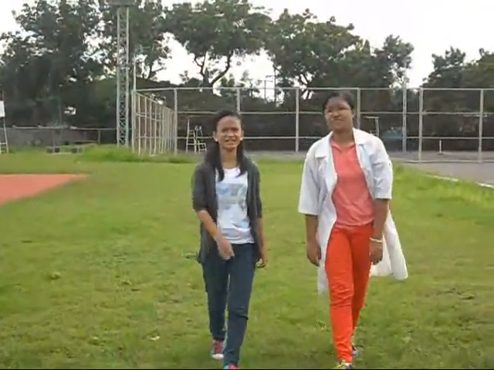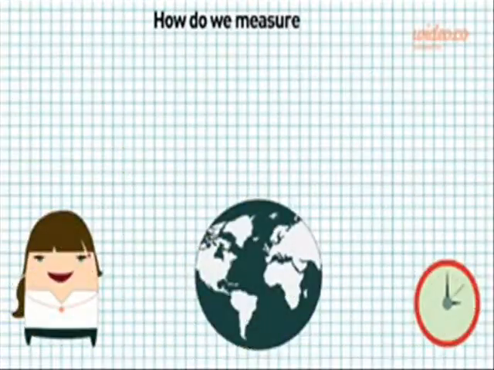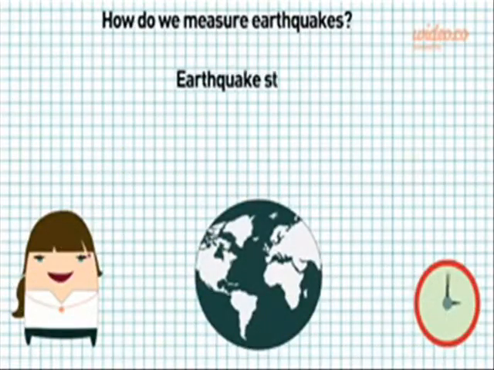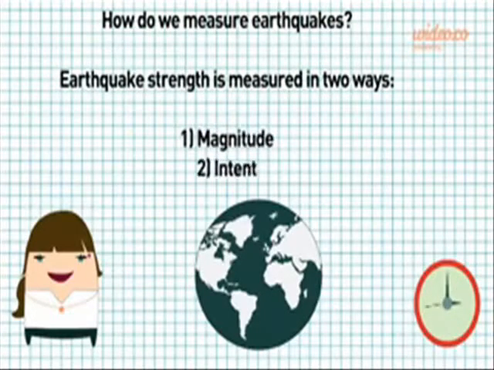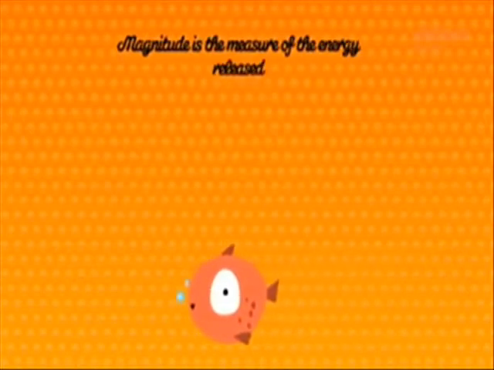Hello, Nazreen and HNN viewers. Today, I will talk about earthquakes. Now, how are earthquakes located? They are located in the epicenter and focus. How do we measure earthquakes? Earthquake strength is measured in two ways, magnitude and intensity. Magnitude is the measure of the energy released at the earthquake source.